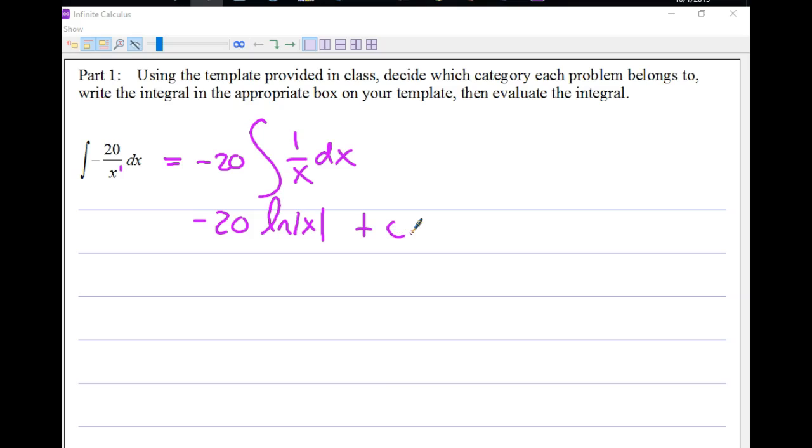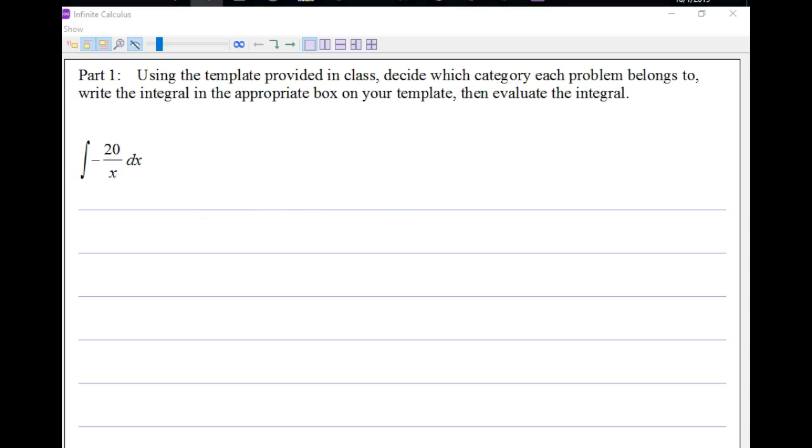All right, let's do another one. Jonathan, how do we know this is not an ln, but instead it's a reverse power rule? That's right. Since the power on my x is 3, it's that. So now since it's a 3, we're going to do the process for the reverse power rule.